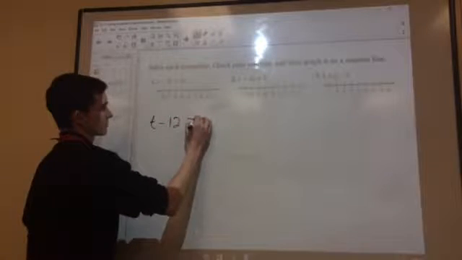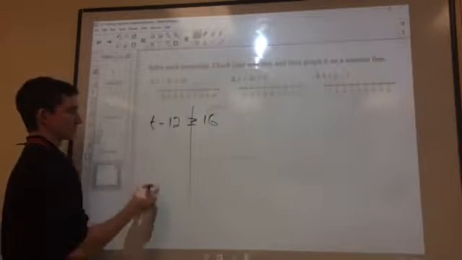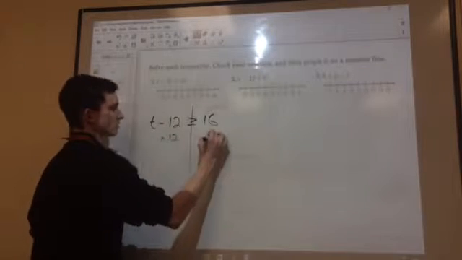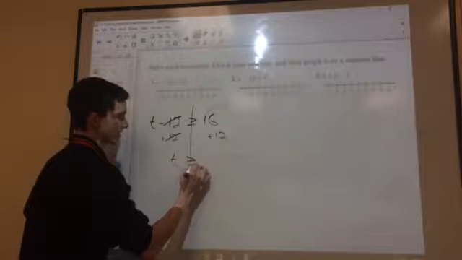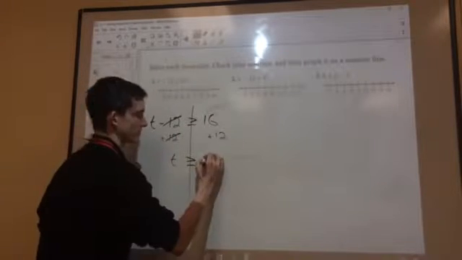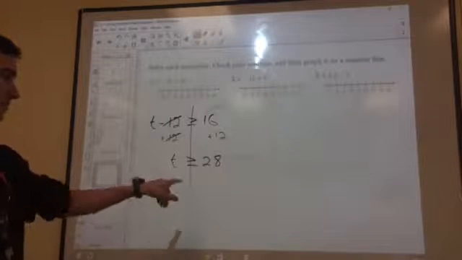The first one: t minus 12 is greater than or equal to 16. To solve this for t, I'm going to add 12 to both sides. The 12 cancels. t is greater than or equal to 16 plus 12, which is 28. So t is greater than or equal to 28.